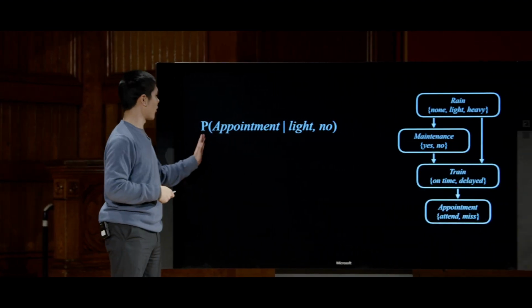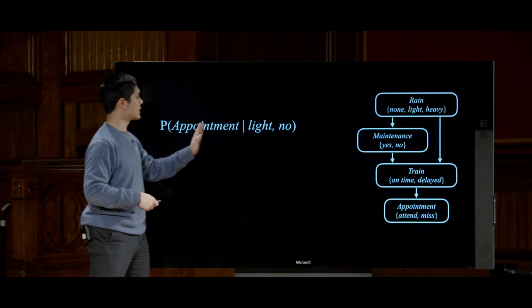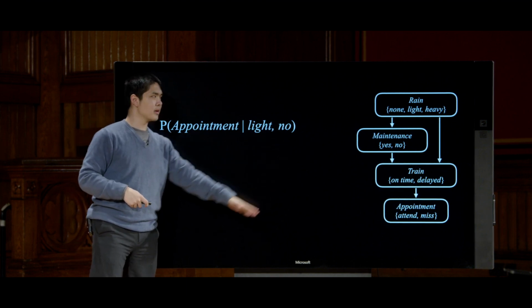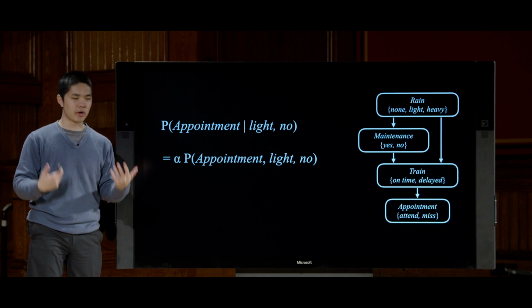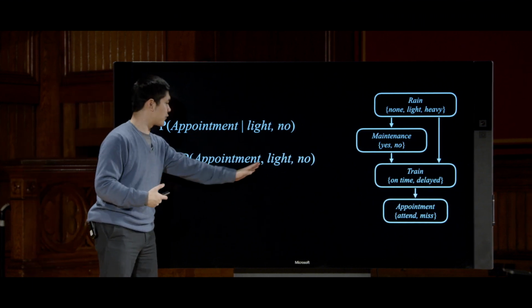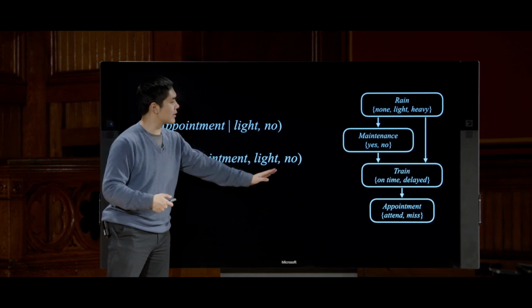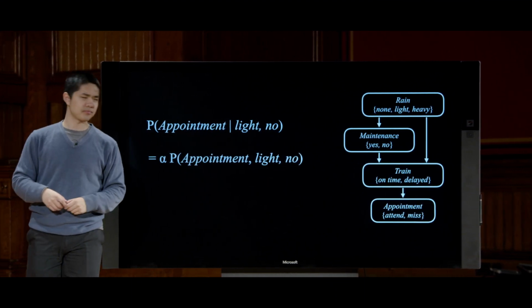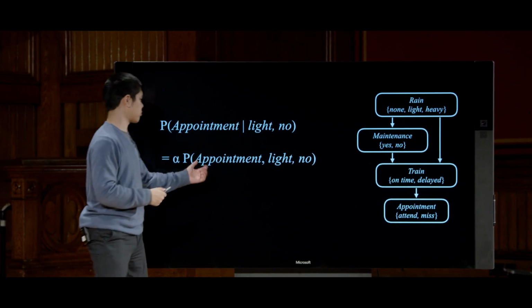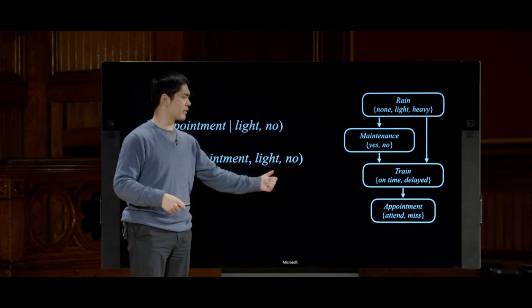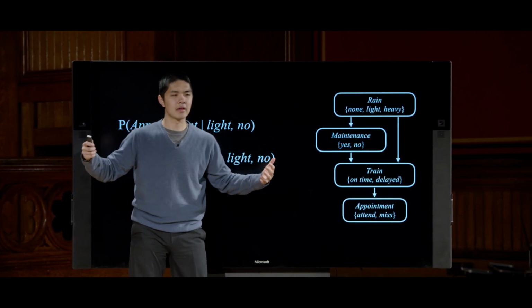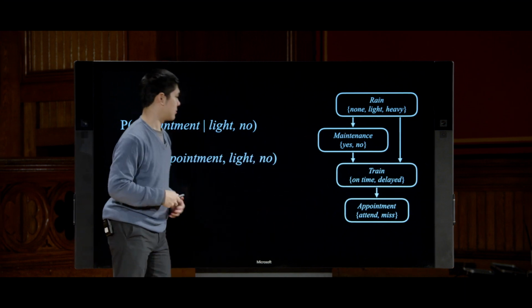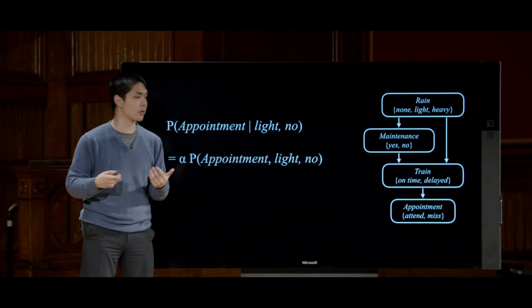So in this case, I can take the probability of the appointment random variable given light rain and no track maintenance, and say that is just going to be proportional, some constant alpha, multiplied by the joint probability, the probability of a particular value for the appointment random variable and light rain and no track maintenance. Well, all right, how do I calculate this, when I really need all four of these values to be able to calculate a joint distribution across everything, because a particular appointment depends upon the value of train.